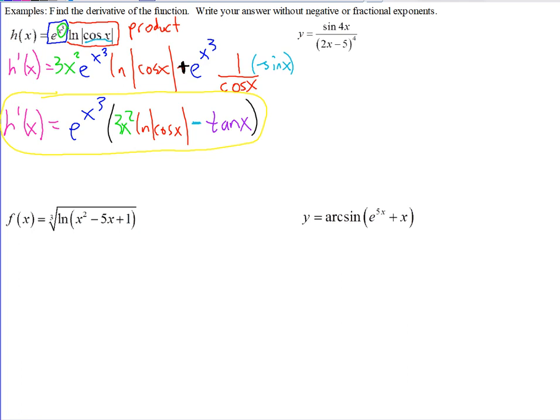Let's take a look at this one here. So here we've got sine of 4x divided by 2x minus 5 to the fourth. So overall, this is a quotient rule problem. Notice again within that we've got a couple chain rules, because 4x, you can even put parentheses if it helps you, is inside of sine, and we've got 2x minus 5 inside this power of 4. So we find the derivative here, y equals, remember we'd write the derivative as dy dx.